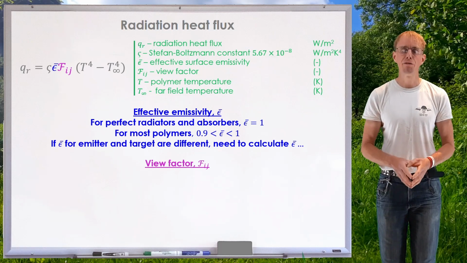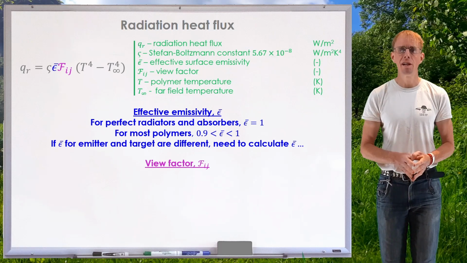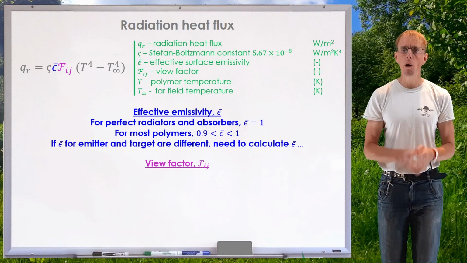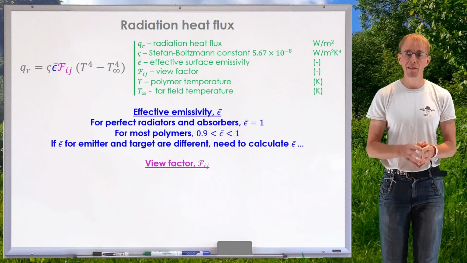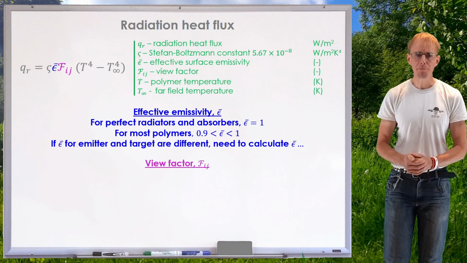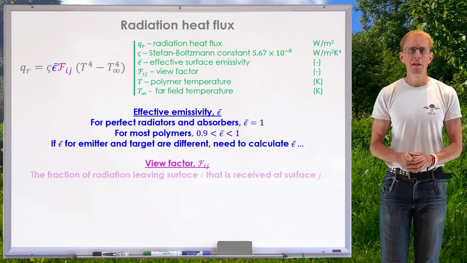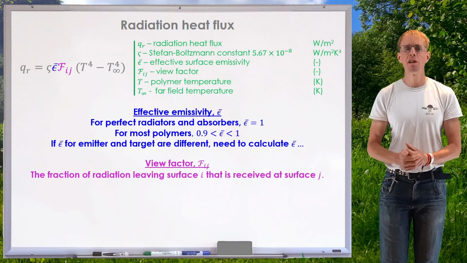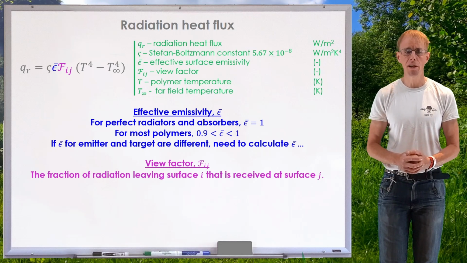If my view factor is fractional, some of the radiation leaving the emitter hits the target. If my view factor is equal to 1, all the radiation leaving the emitter is received by the target. So we can think about view factor in this way: it's the fraction of radiation leaving an emitter that's received by a target.